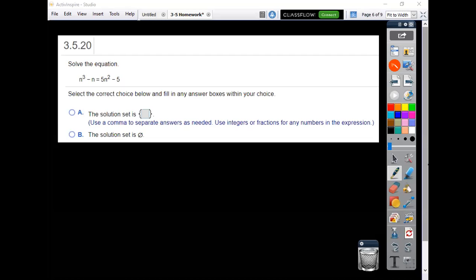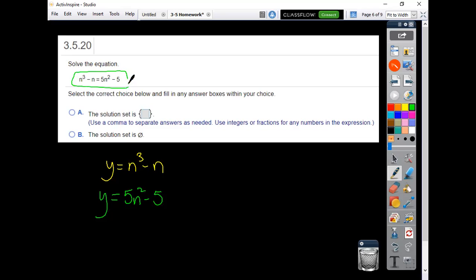All right, 3.5.20. Solve that equation. You could go into a Desmos type of program, and put in for your first equation y equals n cubed minus n, and get the graph of that cubic. You could put in a second equation, y equals 5n squared minus 5, and look for where they intersect. And then just remember, the only solutions are the x's, because in the original problem, there was only one variable. We're just using this y to help us find the answer, but you could do it that way.